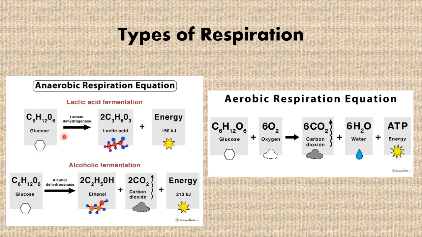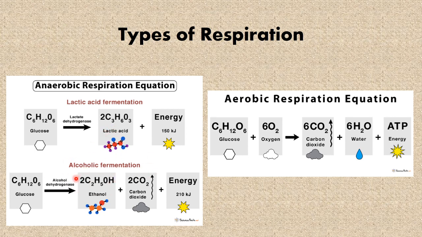Then the only way that they can get energy is through the breakdown of glucose to form lactic acid, which in some cases produces what we call muscle pull. It causes tightening of the muscles due to the accumulation of the lactic acid. So this is the lactic acid fermentation that happens in animals, especially in the muscles of human beings.